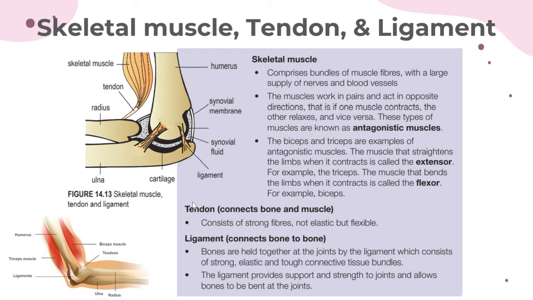Next, we go to the tendon. What is the function of the tendon? It connects bone to muscle. Look at here, this is referred to as the tendon. A tendon connects the muscle to the bone. So this is bone, this is muscle, and the tendon will connect bone to the muscle.